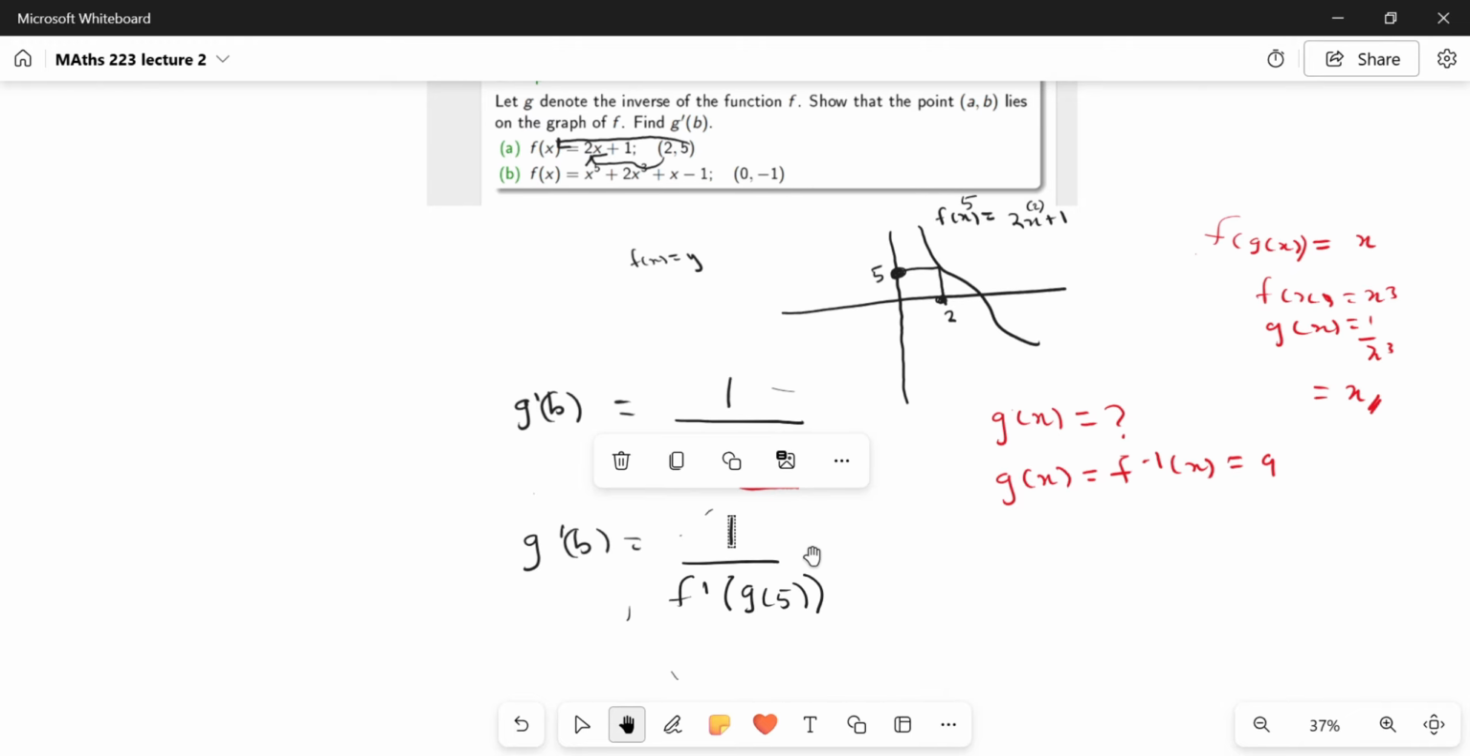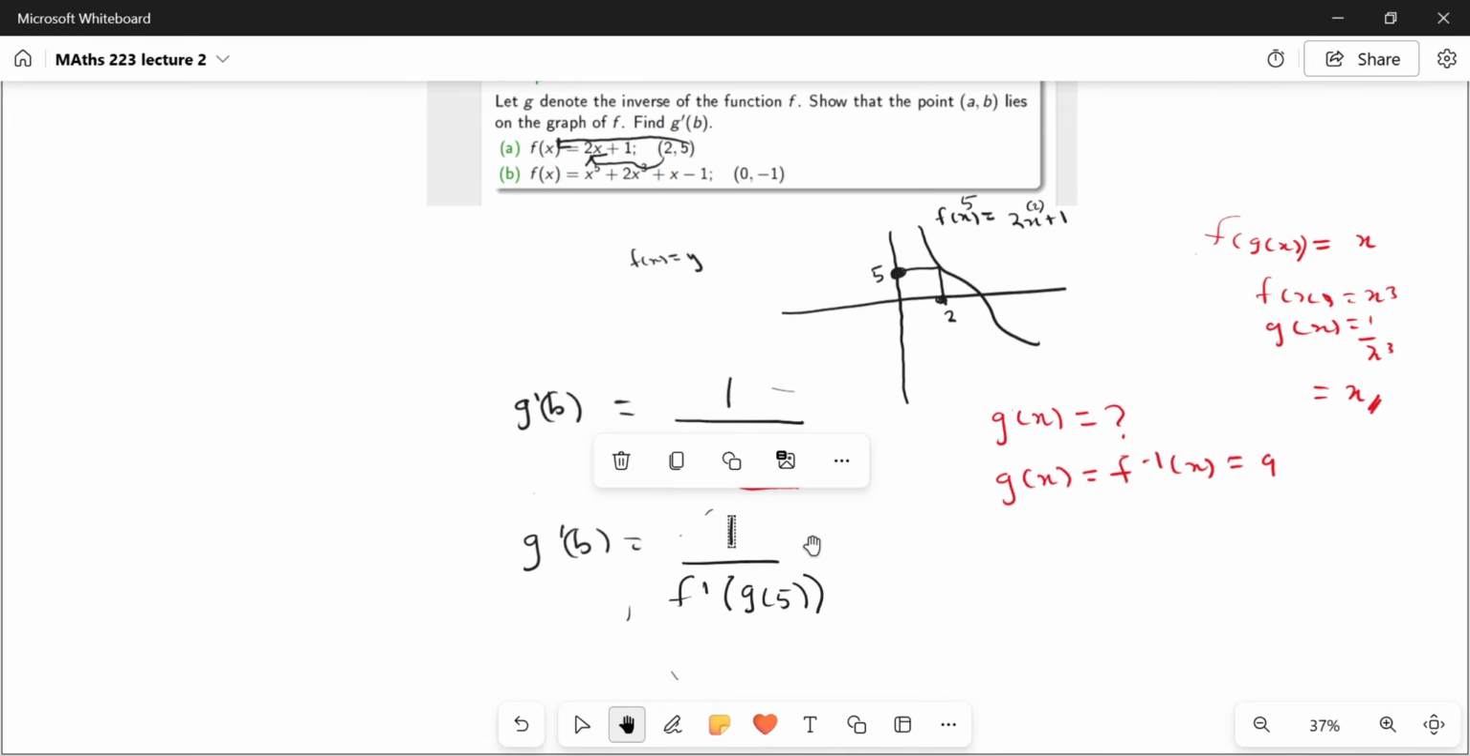Now it's up to us to find the value of g of 5. This is basically what we are doing. Find the value of g of 5. And remember what we were doing earlier. Let's see if you can use this relation to find the value of g of 5.